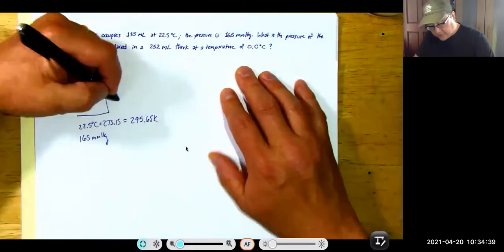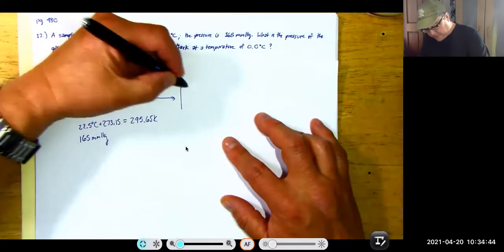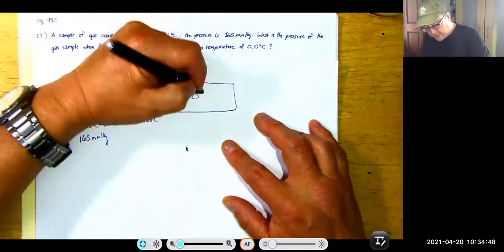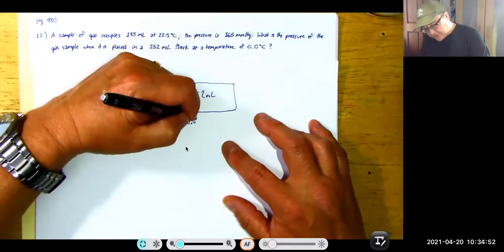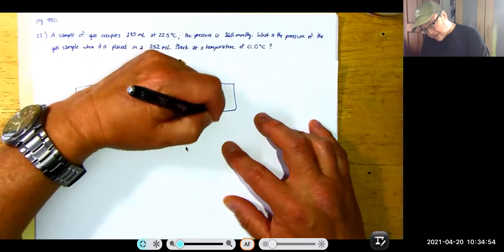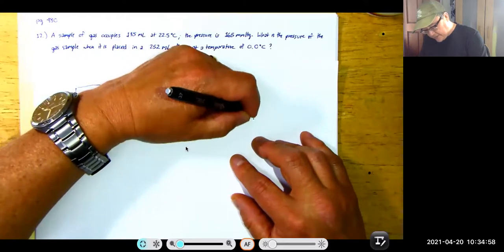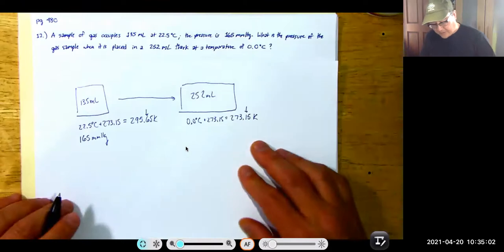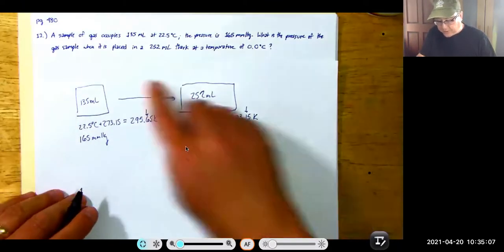Okay, now I put it into a 252 milliliter flask, so clearly I have to draw something that's bigger than that. So 252 milliliters, and the temperature is 0.0 degrees Celsius plus 273.15, which is 273.15 K. Now, these are both good to the 10th. All right. Now, the question is, what is the pressure?